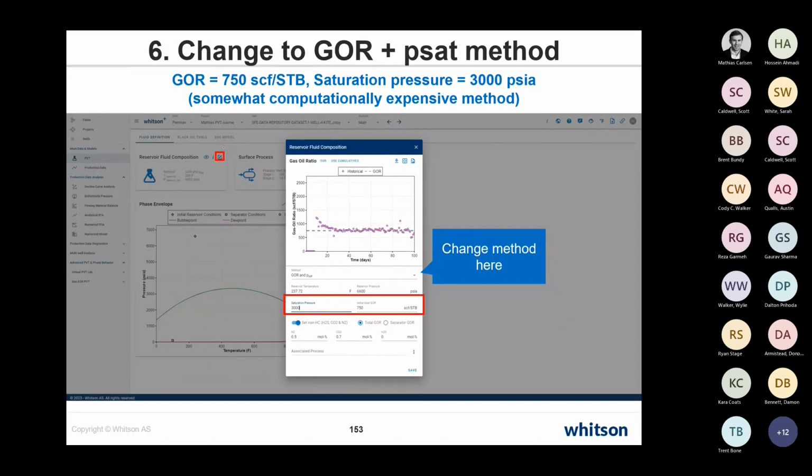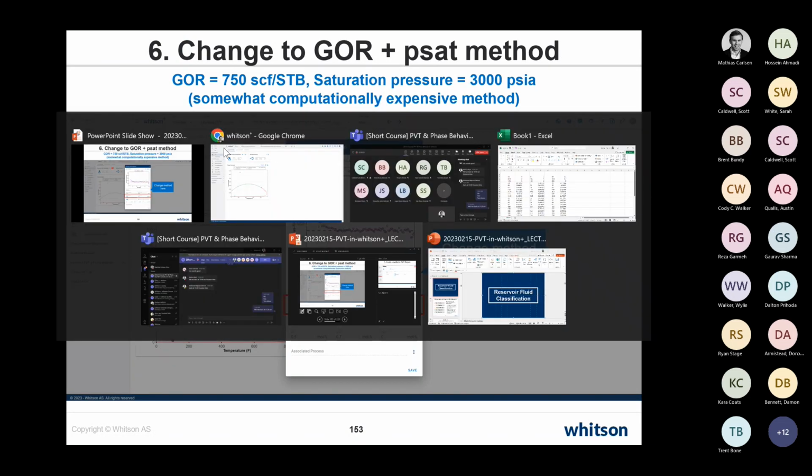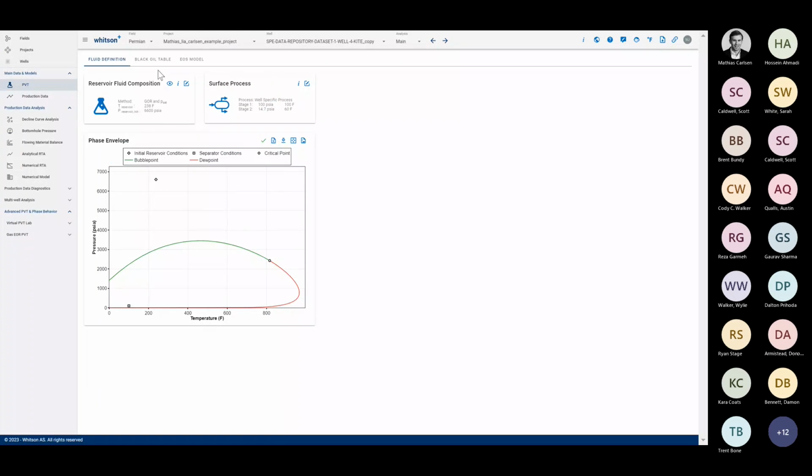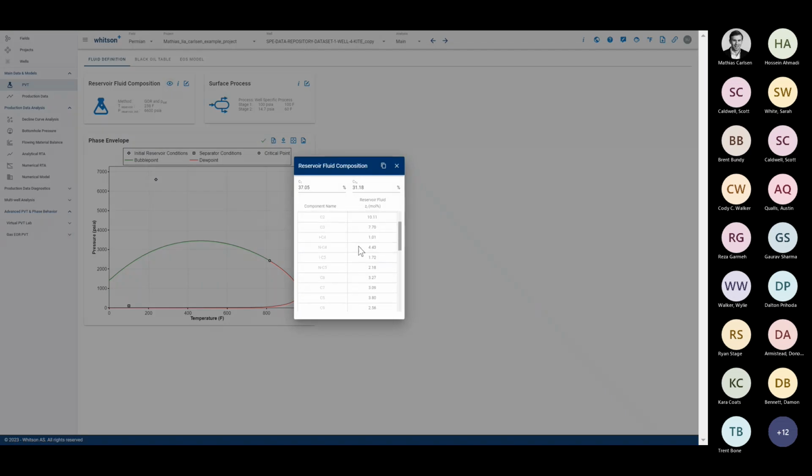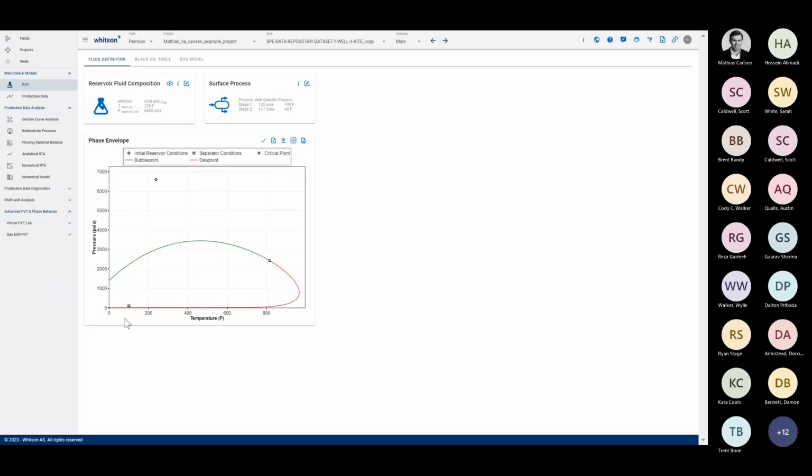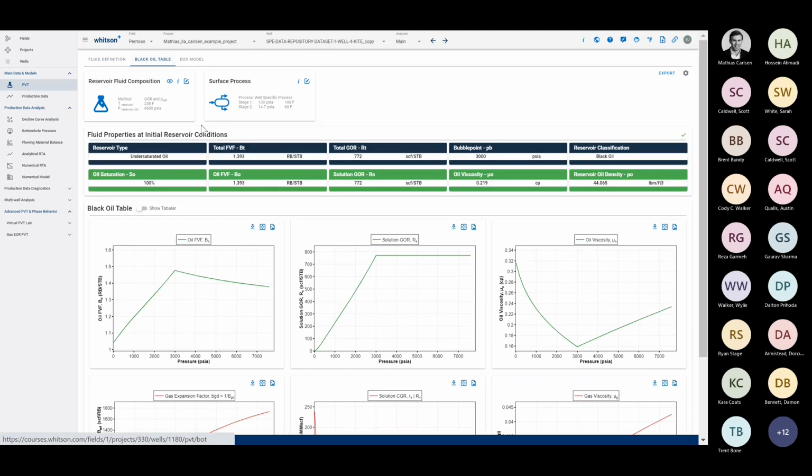We run literally hundreds, maybe thousands of flash calculations when we're doing just one quick prediction like this. So it's very automated from that perspective. Maybe it took 15 seconds or so. The end output, however, is the same, right? It's a composition now that we have up to C30 plus. We have automatically created this phase envelope right here, and the tables are also generated automatically for us. And now we see that our bubble point is forced to be 3,000.